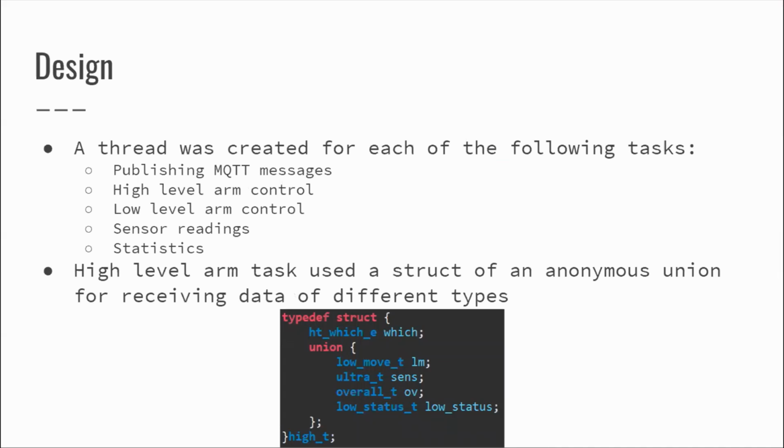The ARM was designed with 5 threads in a multi-threaded real-time operating system. These 5 tasks were responsible for publishing MQTT messages, high and low level ARM control, respectively, sensor readings, and statistics. The high-level ARM task made use of a struct of an anonymous union, pictured below, for receiving data of different types.